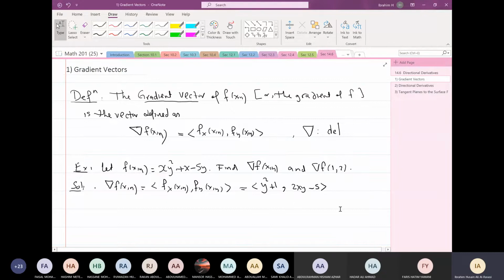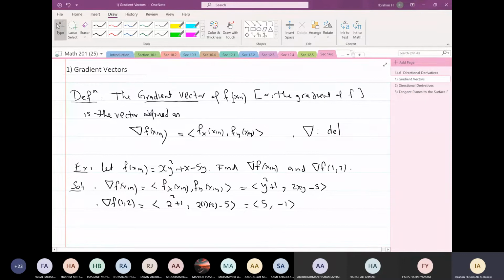If you want to find the gradient at the point (1, 2), you just substitute. You set x equals 1 and y equals 2 in the formula here. So this becomes 2 squared plus 1, and 2 times 1 times 2 minus 5. And this is the vector (5, minus 1). So this is the definition of the gradient, how to compute it in general and how to compute it at a point.